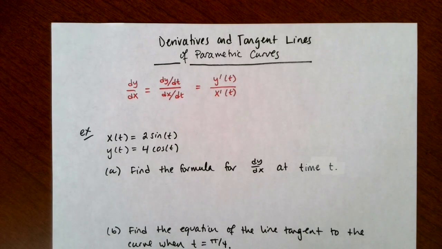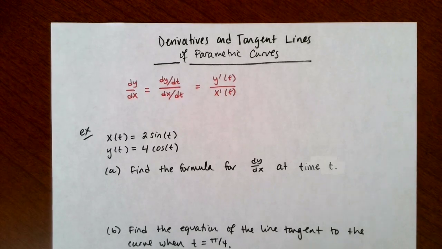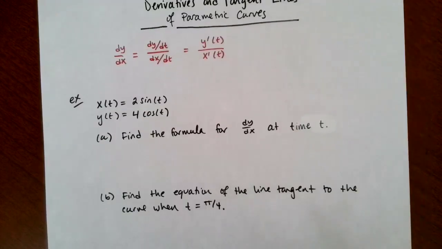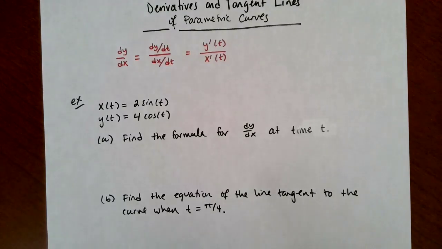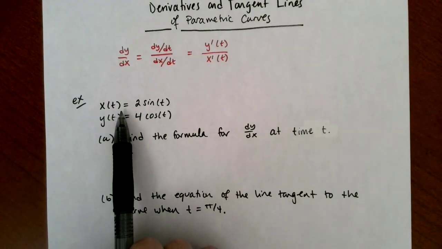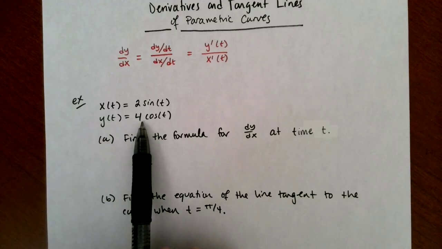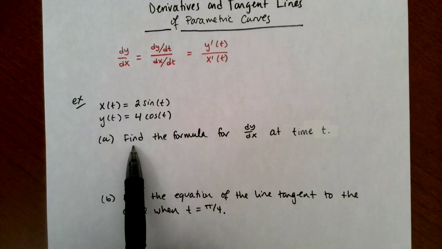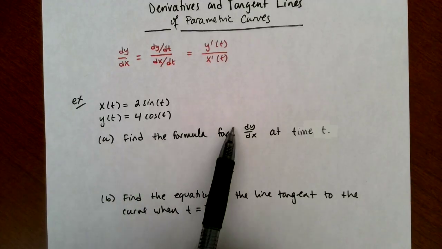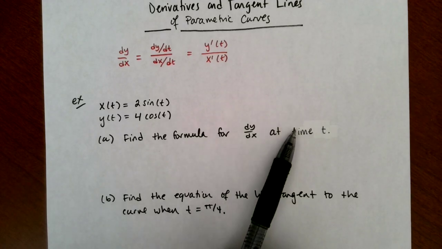Okay, so I have two problems ready for this video. The first one you can see here with a part A and part B. So this is our parametric curve here. X is 2 sine of t, y is 4 cosine t. And we're asked first to find a formula for dy/dx as a function of time.